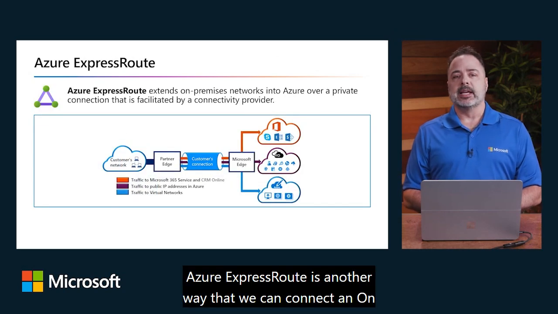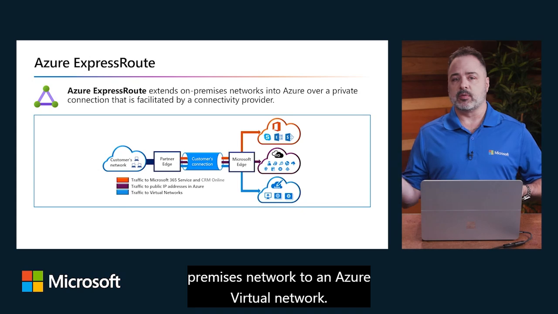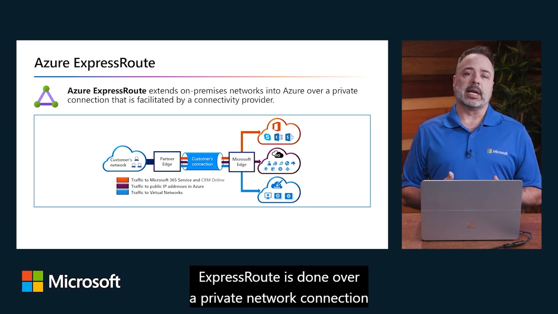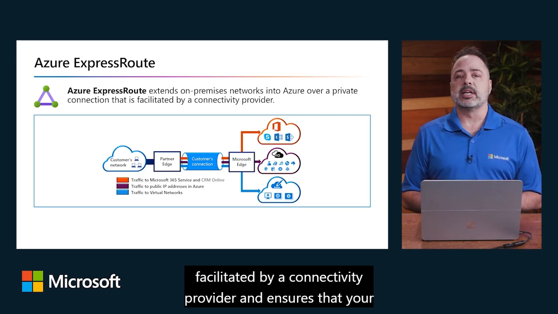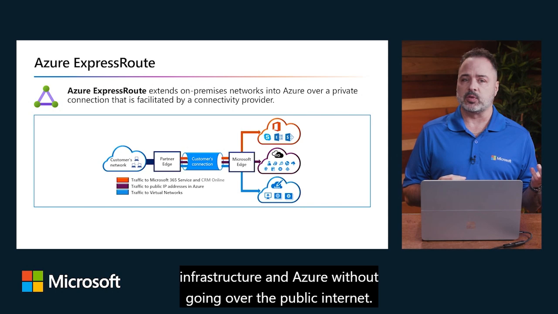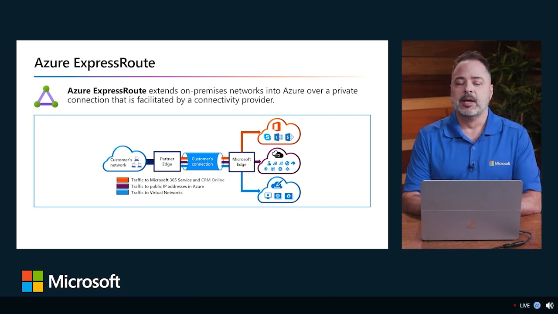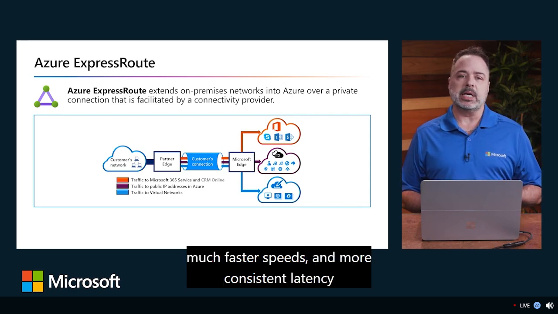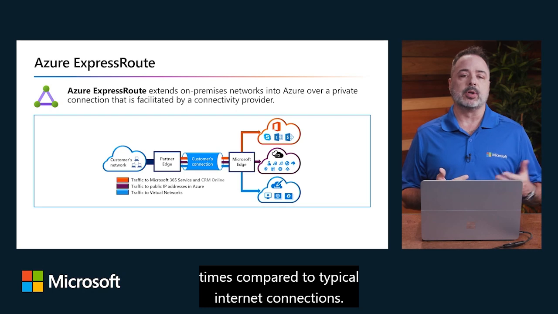Azure ExpressRoute is another way that we can connect an on-premises network to an Azure virtual network. ExpressRoute is done over a private network connection facilitated by a connectivity provider and ensures that your data travels securely and reliably between your on-premises infrastructure and Azure without going over the public internet. By using ExpressRoute, you can achieve higher security, much faster speeds, and more consistent latency times compared to typical internet connections.